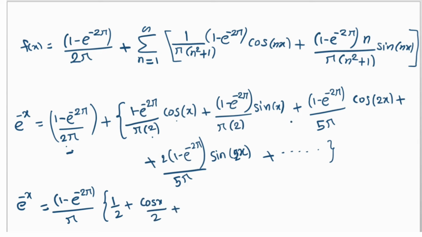Next cos term is here, again if we take this bracket divided by pi outside, so remaining is cos 2x by 5. If we continue the next term, so you will get cos 3x by 10 and so on. Next for sine, so this is only for the cos term.